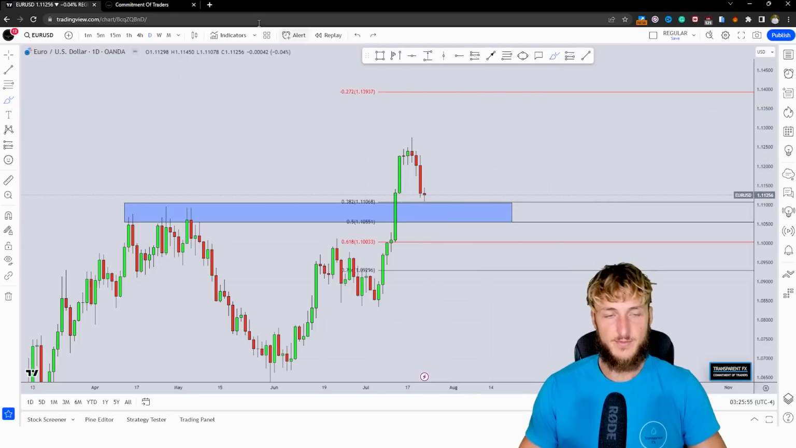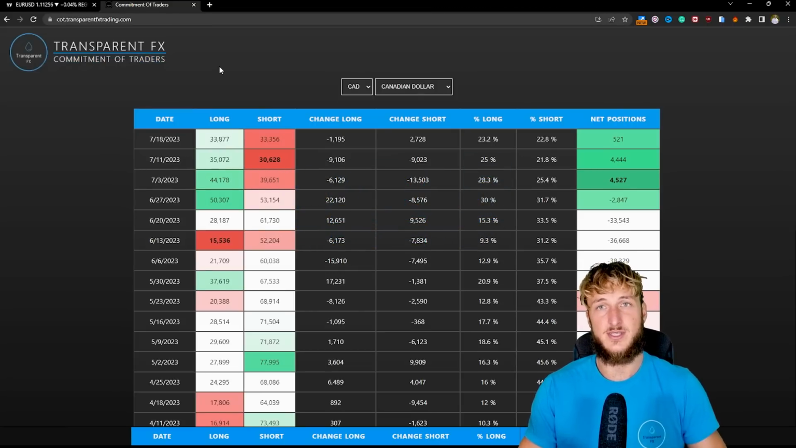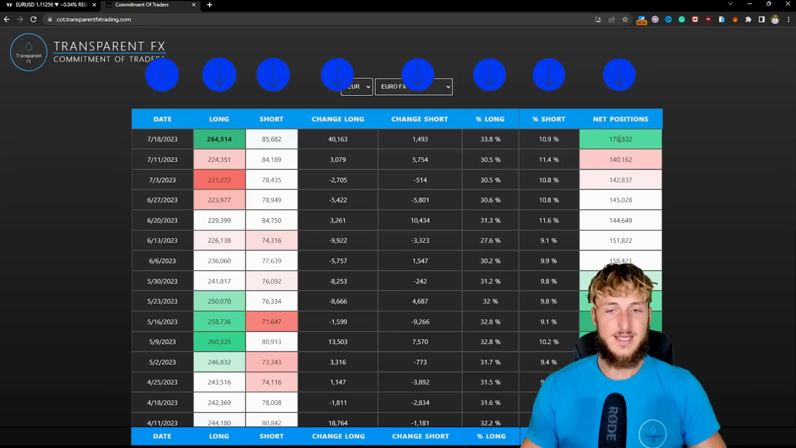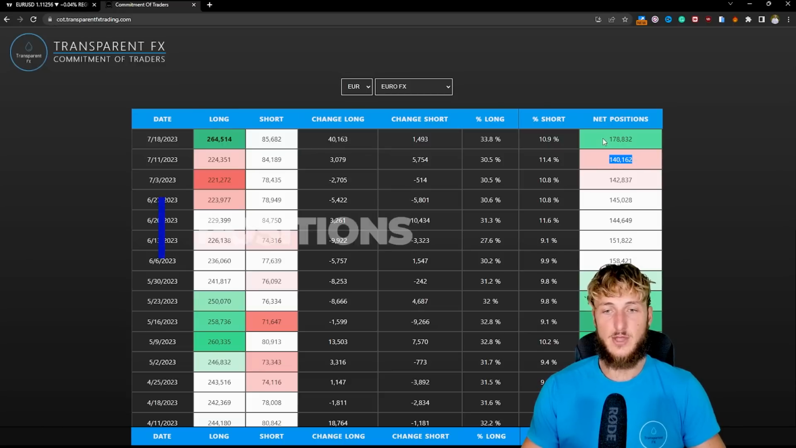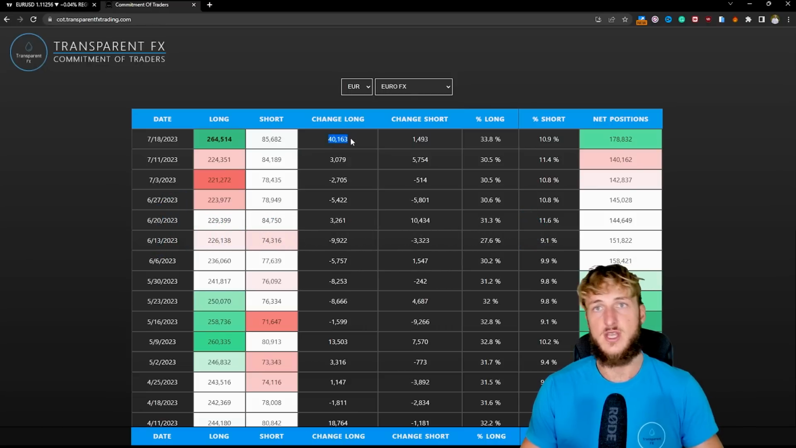Now, if we go and see what we have when it comes to the commitment of traders, so the COT data, which is what the non-commercials, so the biggest speculators in the market, are doing, and we check the data precisely for the euro, we can see how with the last report, we had a massive increase in net positions. We went from having 140k to 178k net positions, with institutions adding 40,000 longs with just the last report.